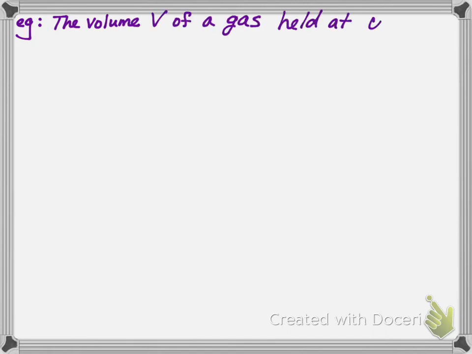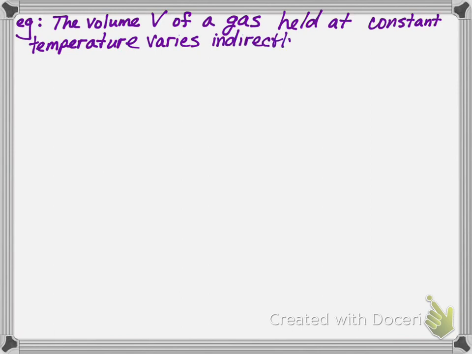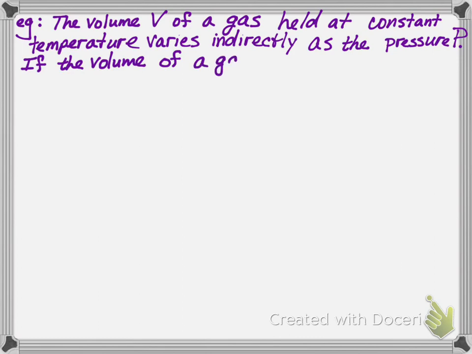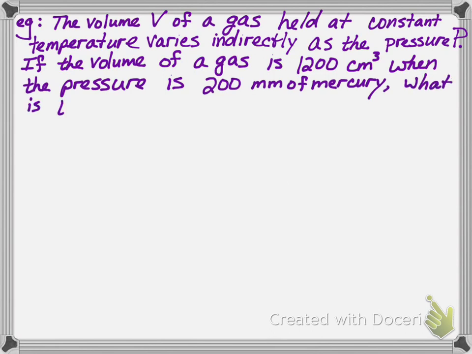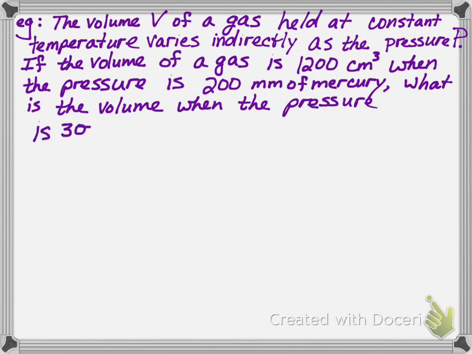The volume V of a gas held at constant temperature varies inversely or indirectly. We could say either way, inversely or indirectly, as the pressure, P. If the volume of the gas is 1,200 cubic centimeters when the pressure is 200 millimeters of mercury, what is the volume when the pressure is 300 millimeters of mercury?